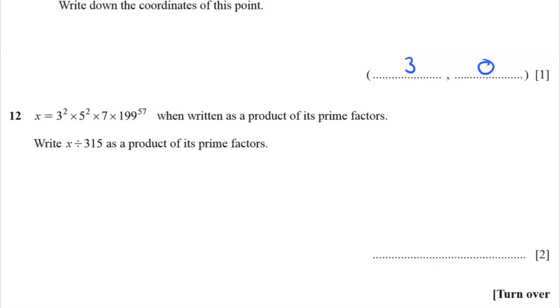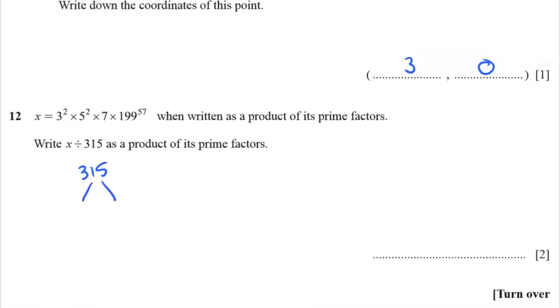Right, x divided by 315 as a product of its prime factors. We have to divide that by 315. You know what would be useful? It would be finding the prime factors of 315. That's a step along the path. Let's do it.